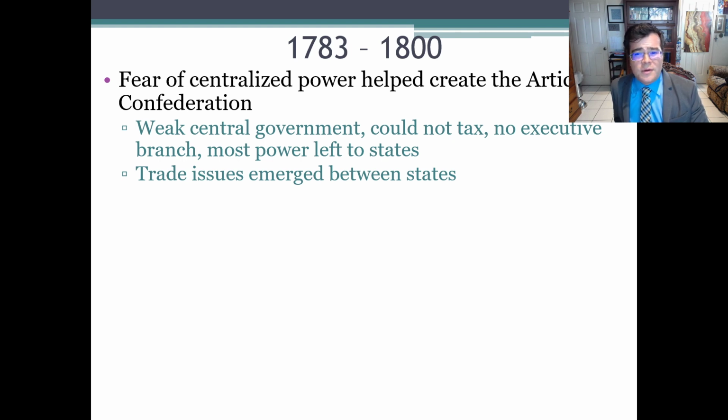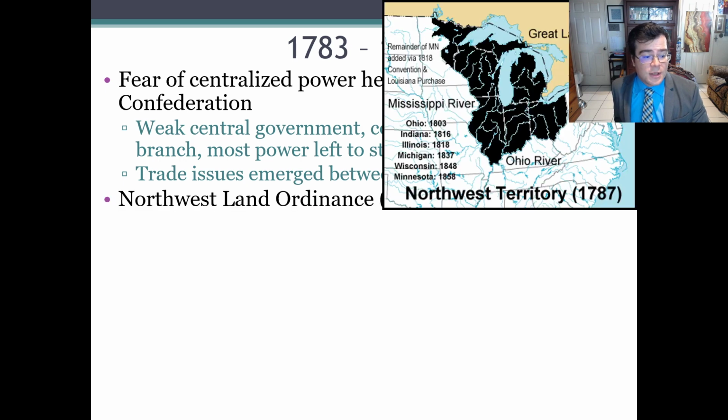Each state had its own policy for trading with other countries. They're not going to want to chip in for taxes. They're going to fight with each other a lot. And so trade problems are going to emerge. It's going to hurt the economy. There's a lot of debt after the war, after the American Revolution. The states are fighting, trying to alleviate their own debt.